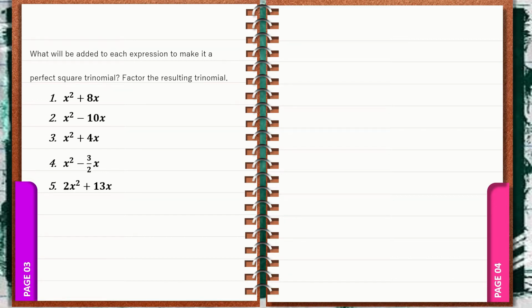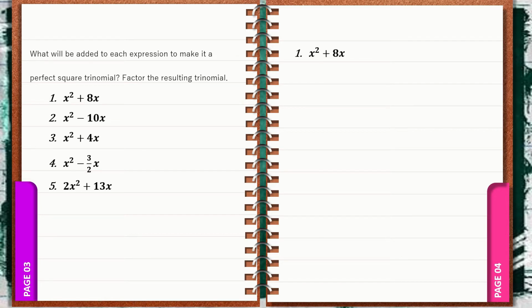Before we solve quadratic equations, let us first practice how to make a given expression a perfect square trinomial. What will be added to each expression to make it a perfect square trinomial, or PST? After that, factor the resulting trinomial. So here are the expressions that we are going to make into PSTs. Example number 1, x squared plus 8x.